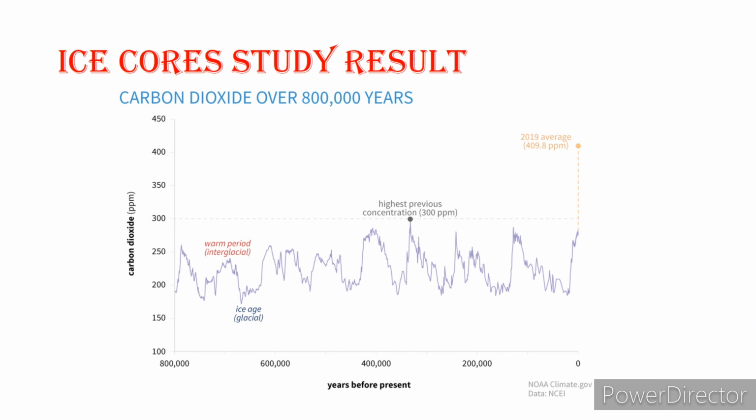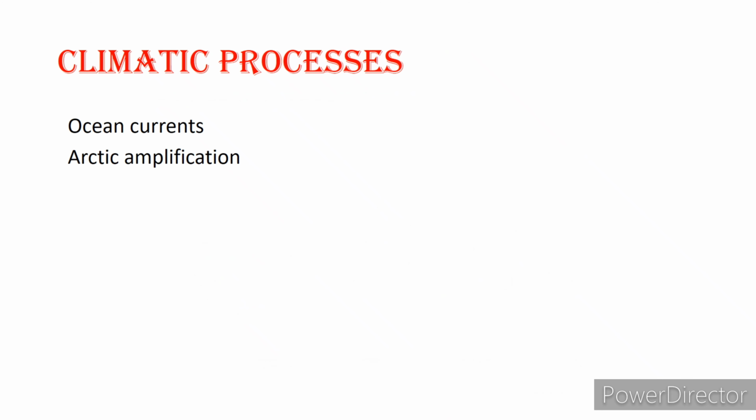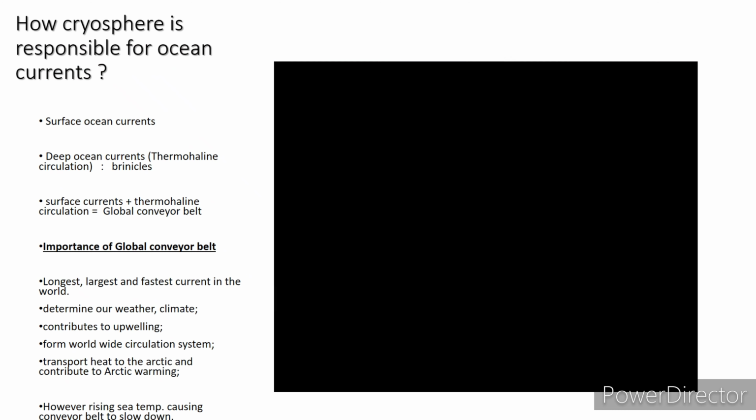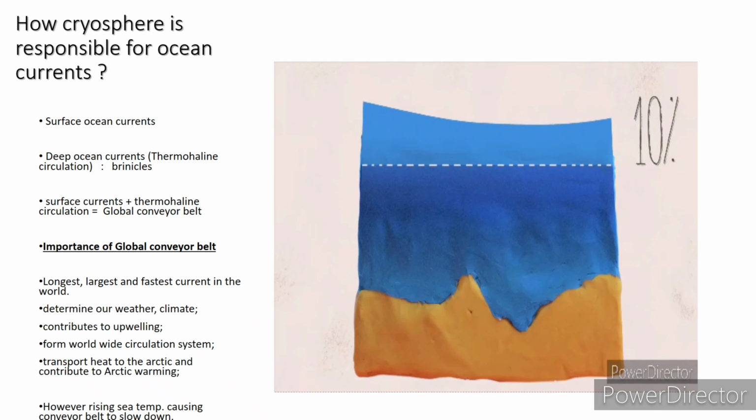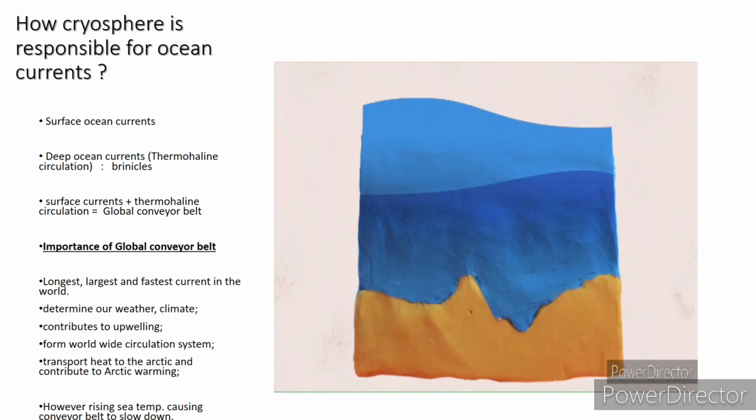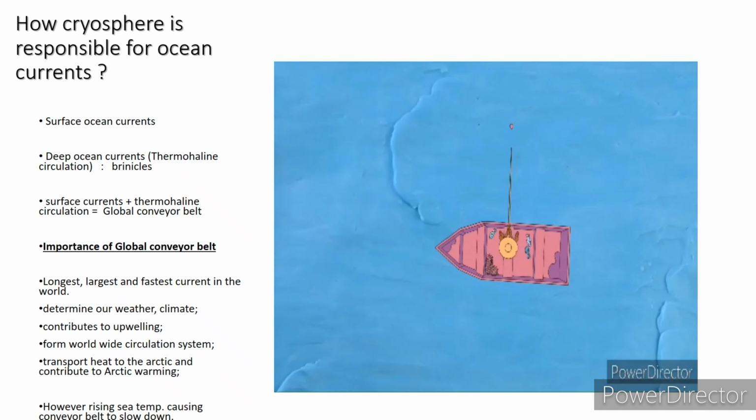Then the processes related to the cryosphere: ocean currents and Arctic amplification. First, let's see how the cryosphere is responsible for ocean currents. Ocean currents fall in two categories: surface ocean currents and deep ocean currents. Surface ocean currents control the motion of the top 10% of ocean water, whereas deep ocean currents mobilize the other 90%. Both have different causes but influence each other, which keeps the entire ocean moving.